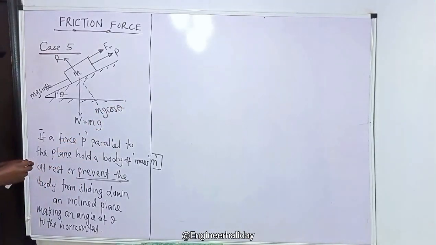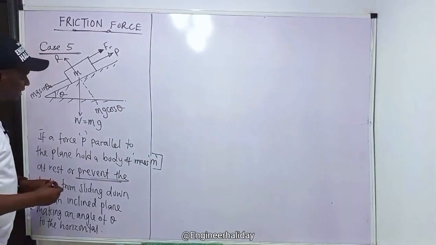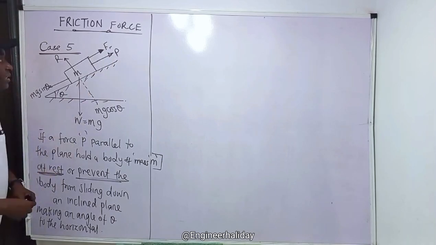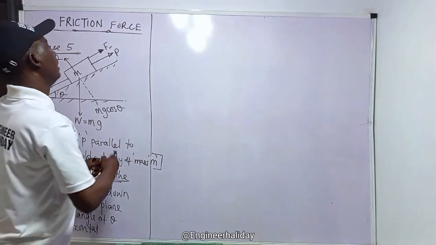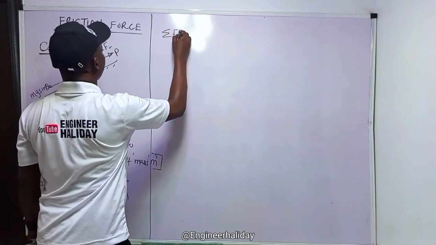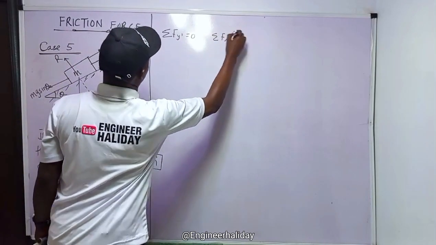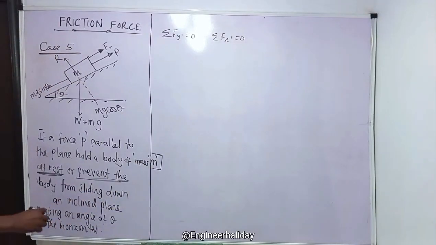Listening so good. Now, because the parallel force P is keeping the body at rest, let's assume that sigma Fy prime is 0 and sigma Fx prime is 0, since it's kept at rest.